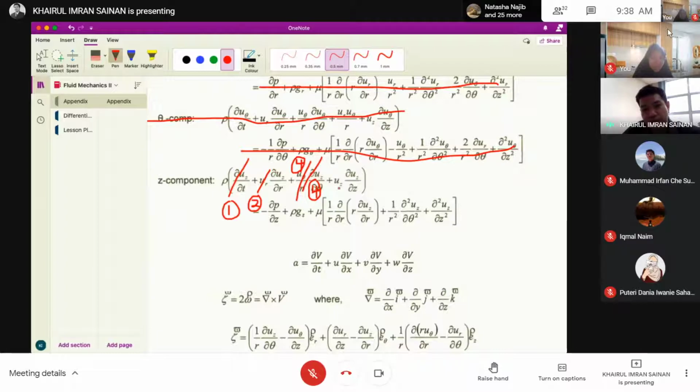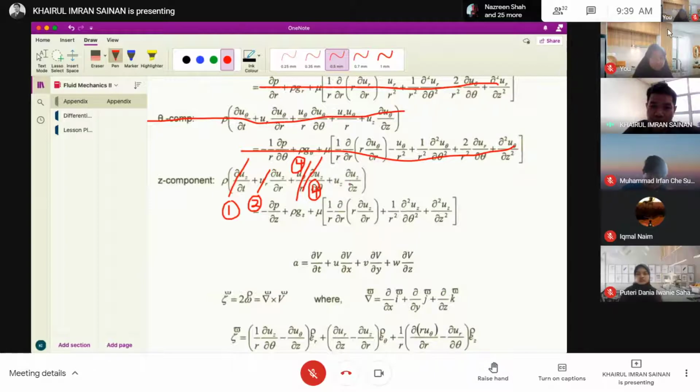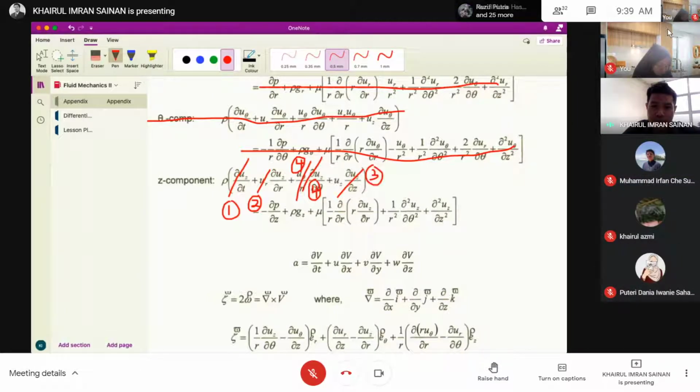This one, Vz should be there, and then del Vz over del Z cancels out due to number what? 3. Fully developed laminar flow. Right? So done.